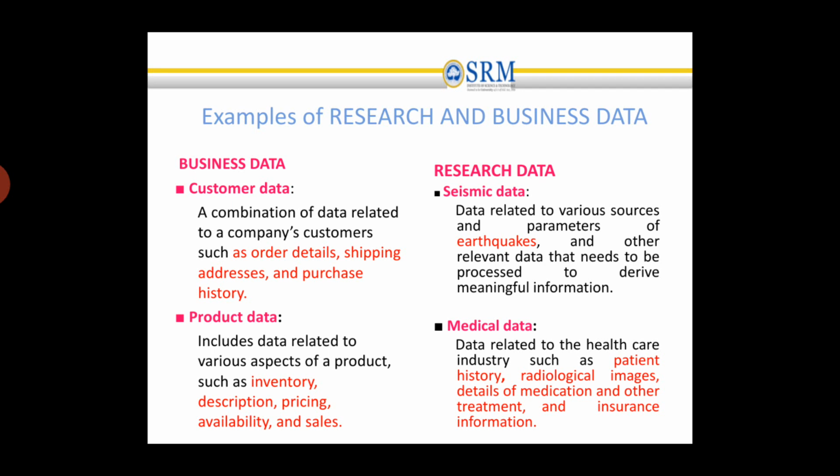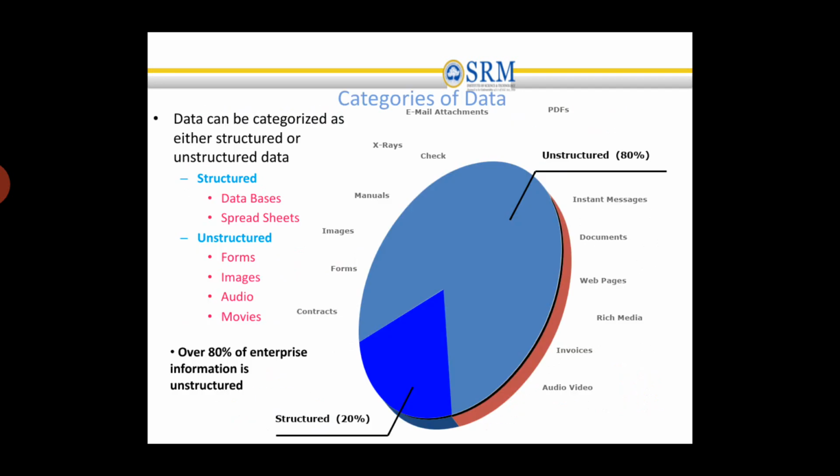The data related to the healthcare industry can be any type of data: radiological images, medications, or insurance information, whatever it is. You analyze that data, and in whatever way it is helpful for your research, that is research data. Similarly, seismic data is another kind of data related to the parameters of an earthquake, and other relevant data which can be processed to derive some meaningful information. And these are the categories of data, that is, how I can classify the data.